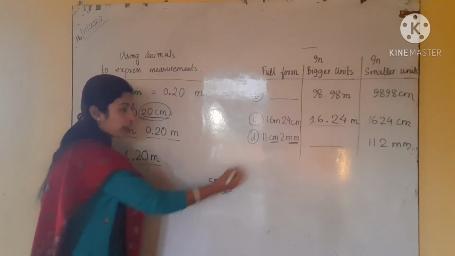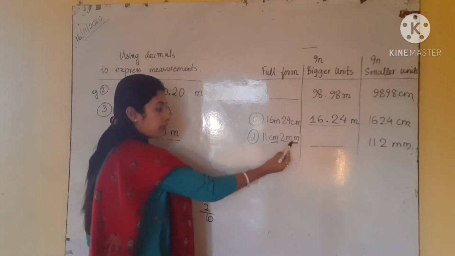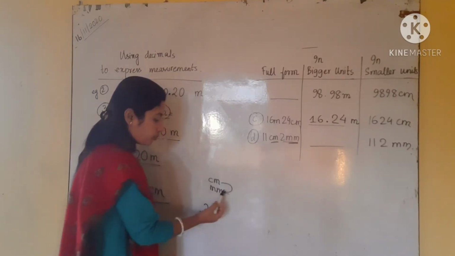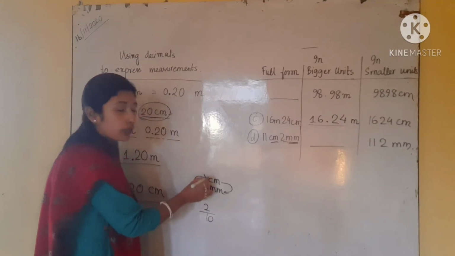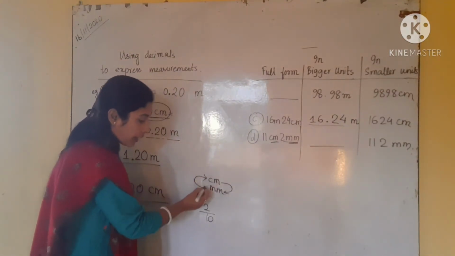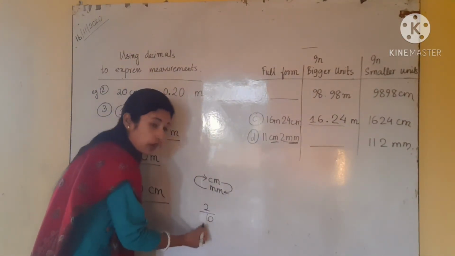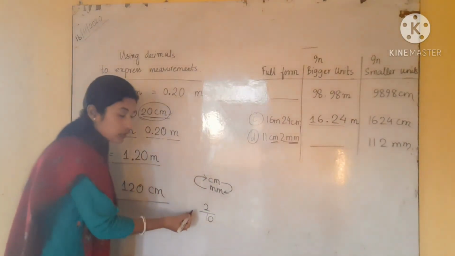So if I divide this 2 by 10, because I have to go from millimeter to centimeter, that means I am going upward. If you are going upward, then we have to divide. And divide by which number? Only 10, because we are going only one step upward. Okay, so this is very important.